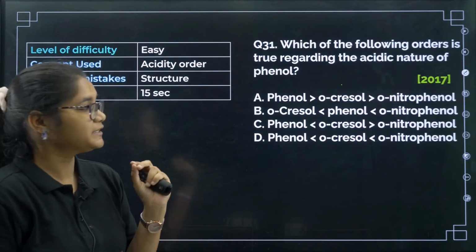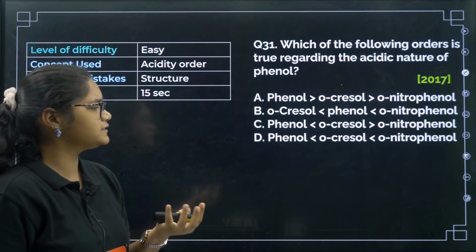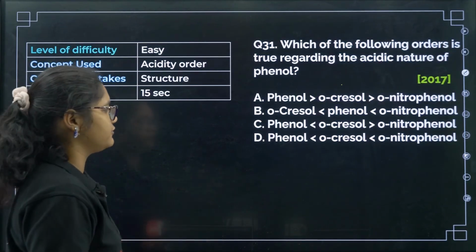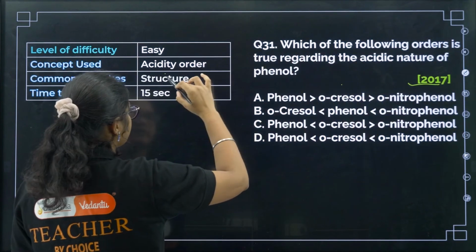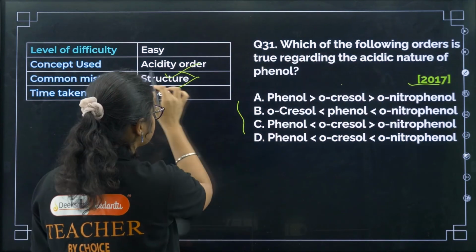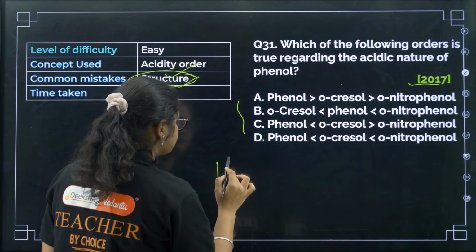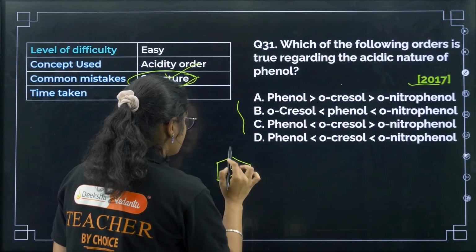Now let us see the next question here. Which of the following orders is true regarding the acidic nature of phenol? So first you need to draw the structures, okay. This question was asked in 2017. Easy question, you just need to draw the structures correctly. So first we have phenol, okay.